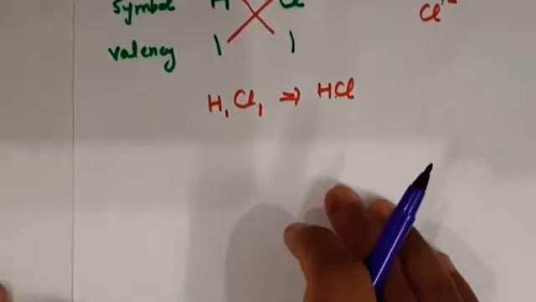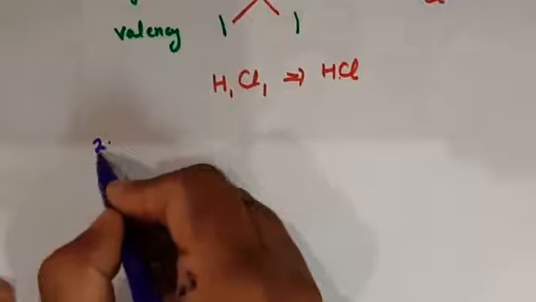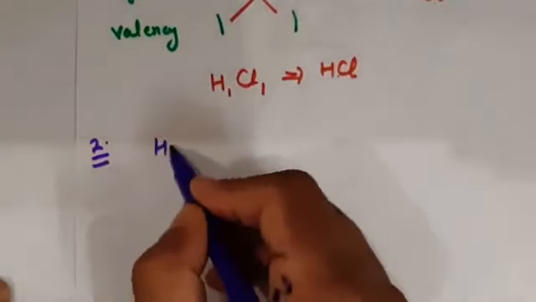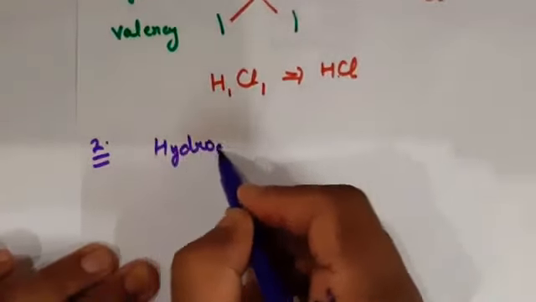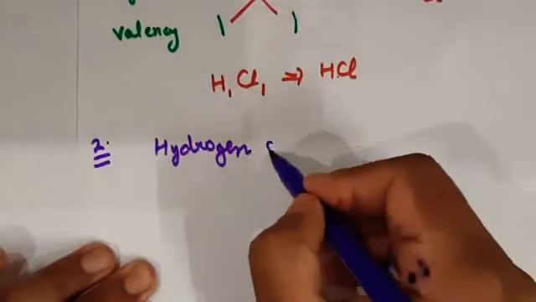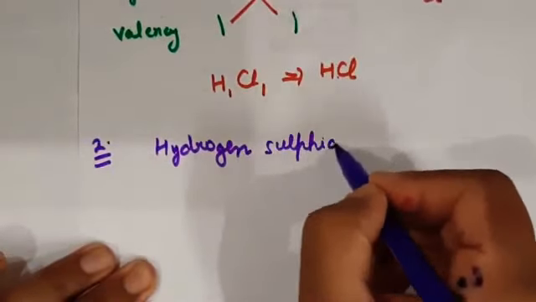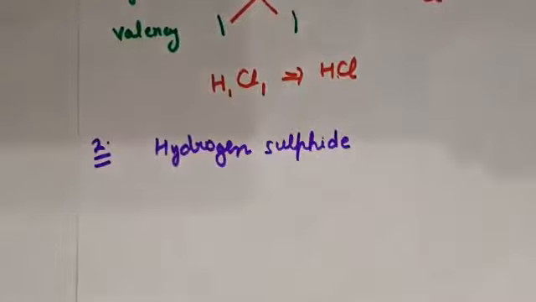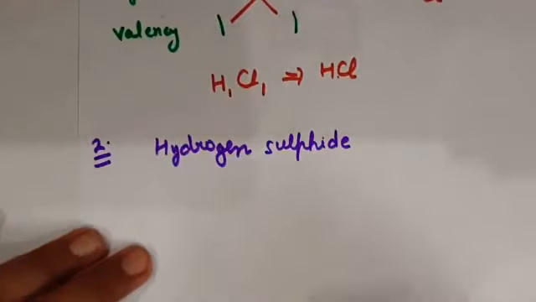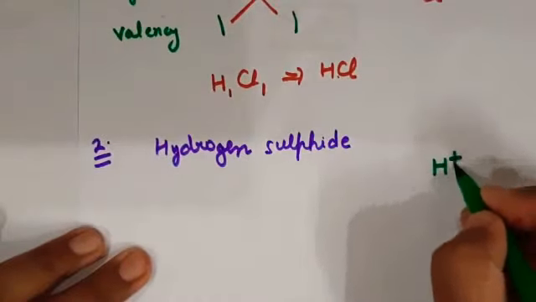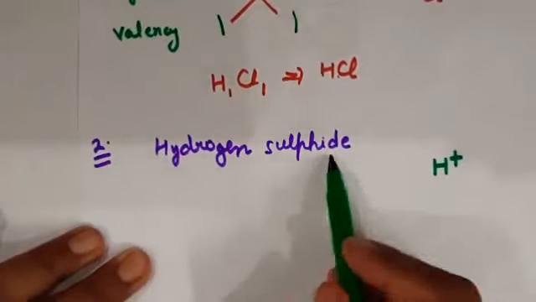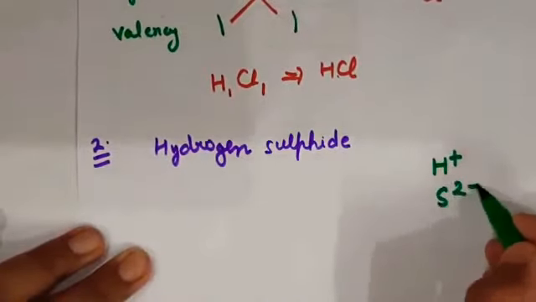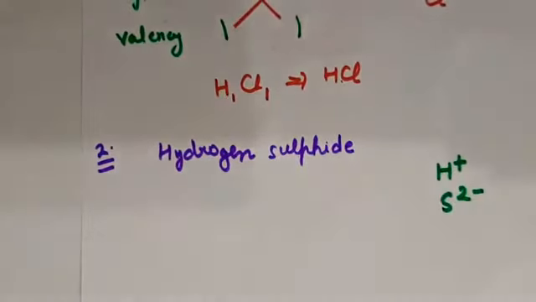Now let us take another example. Hydrogen sulfide. Okay. Now what is the symbol of hydrogen? Hydrogen is H positive. And what is sulfide? Sulfide is S2 negative. You will have to learn this table better. Once the table is learned, then you can write the chemical formula easily.